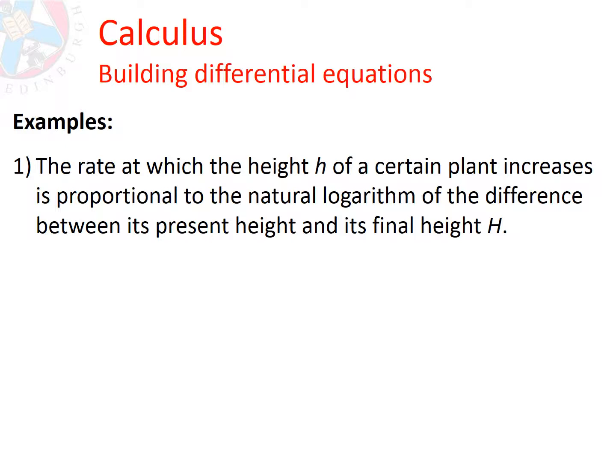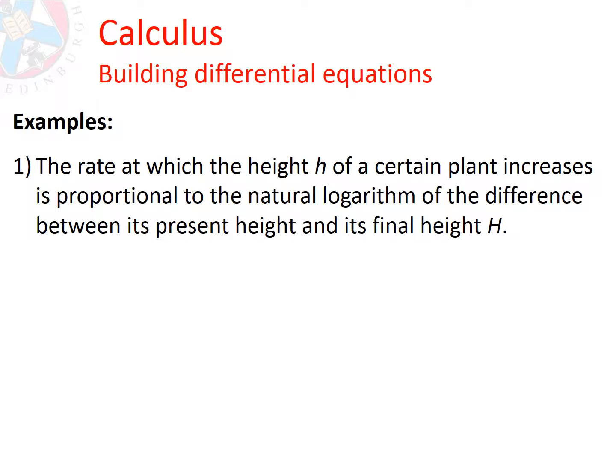the rate at which the height of a plant increases is proportional to the natural logarithm of the difference between its present height and its final height. So this is a scientific theory. This means that if you've got some tree, just go with me, so if you've got a little baby tree, and this is a really old tree, really old trees are all kind of the same height. They grow to some maximum height, and then they fall over and die.